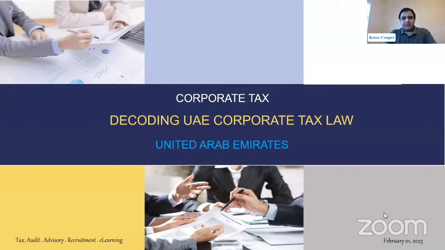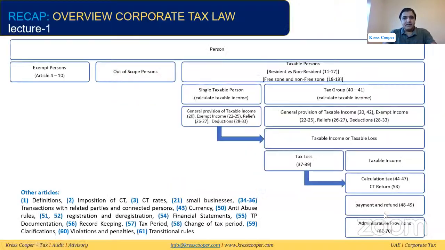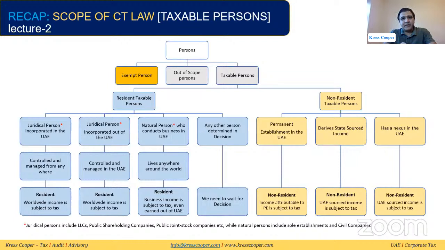Okay, this is a recap of our previous lectures. Till now, we have discussed 7 lectures. In the first lecture, we discussed an overview of the corporate tax law. In our second lecture, we discussed the scope of corporate tax law and the applications of the corporate tax on the taxable person. In the taxable person, we discussed exempt persons, out of the scope persons, and taxable persons, resident taxable persons, and non-resident taxable persons.